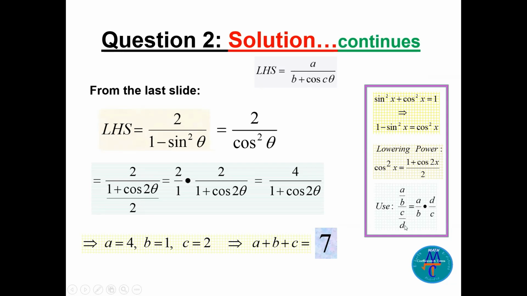Then I divide the two fractions. Remember the formula? A over b divided by c over d will be a over b times the reciprocal, d over c. So it will be 2 over 1 times 2 divided by 1 plus cosine of 2 theta. So this will be 4 over 1 plus cosine of 2 theta. So instead of cosine squared, we change that into 4 over 1 plus cosine of 2 theta. Compare that with the form given in the question. So A will be 4, B will be 1, and C is the coefficient of theta, C is 2. So when you add A plus B plus C, you get 7.